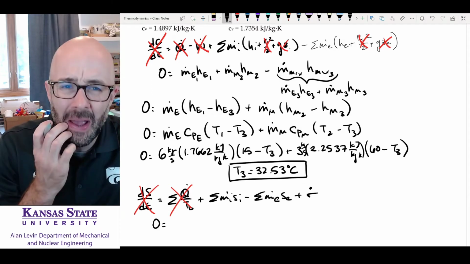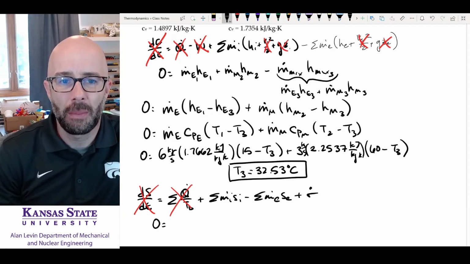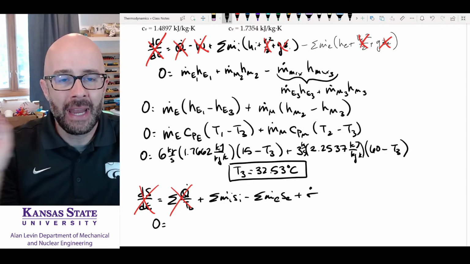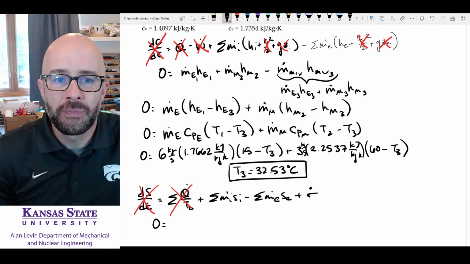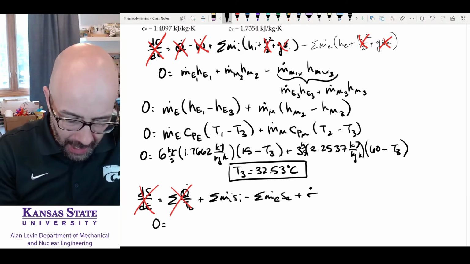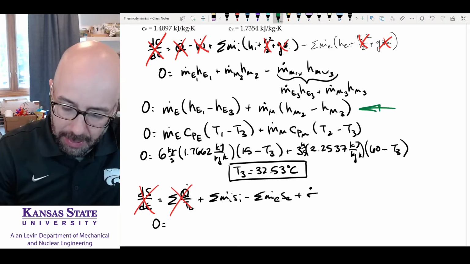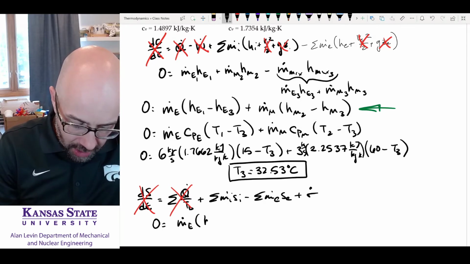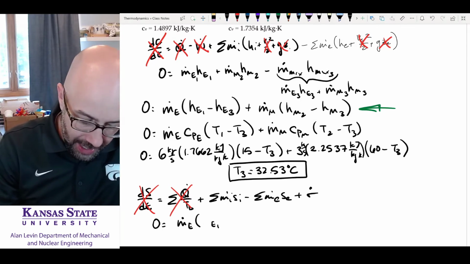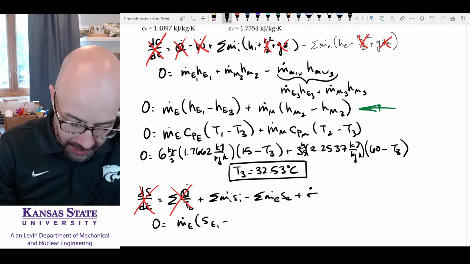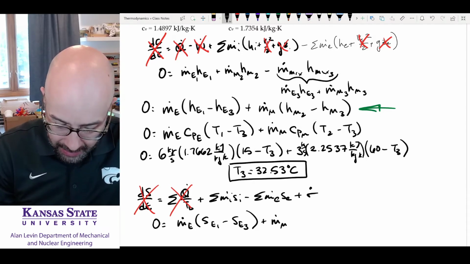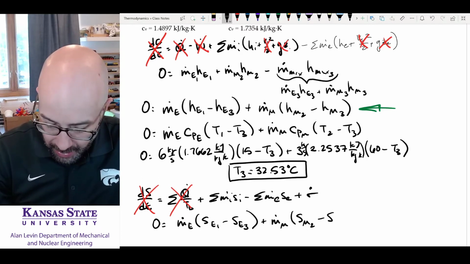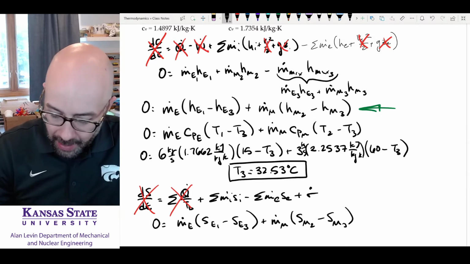0 is equal to, and I can mimic this off of my first problem because I know I'm going to have that methane and ethane coming in together, and they're going to join into the mixture. And so it's really going to be basically the same as what we have in this step here. We're going to have mass flow rate of my ethane times, not H, S, my entropy of my ethane at 1, minus the entropy of my ethane at 3, plus the mass flow rate of my methane times the entropy of my methane at 2, minus the entropy of my methane at 3, and then we're going to have plus sigma dot.